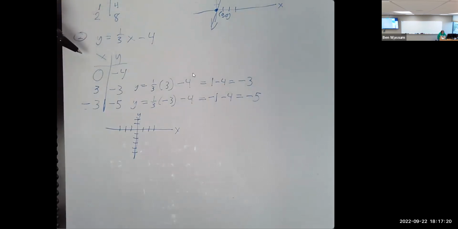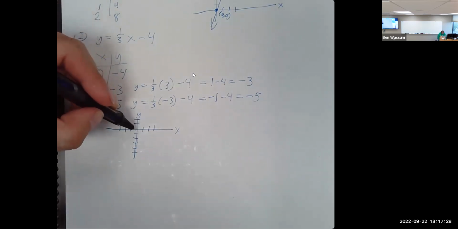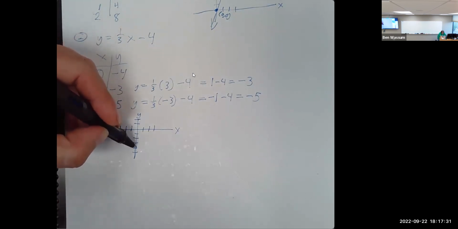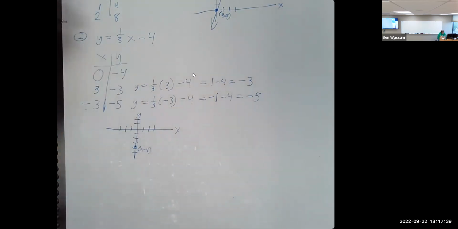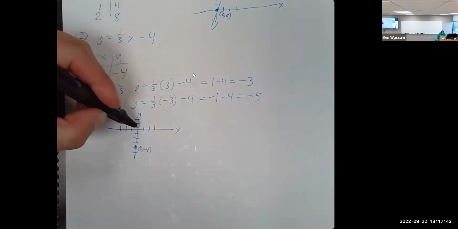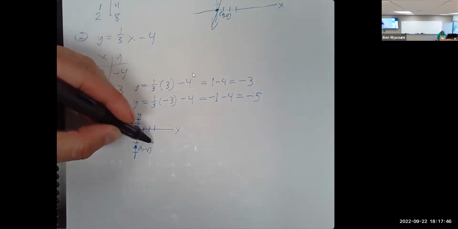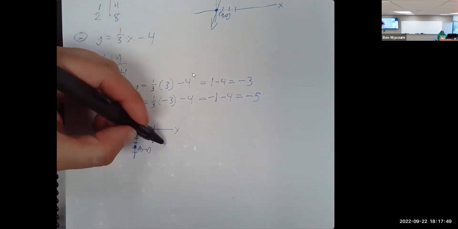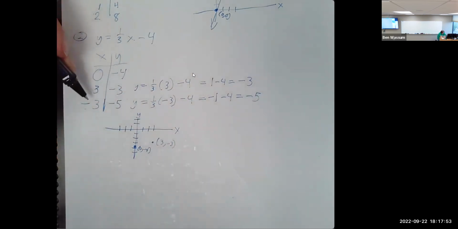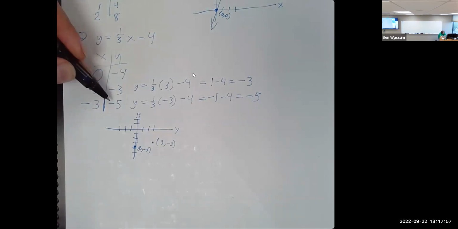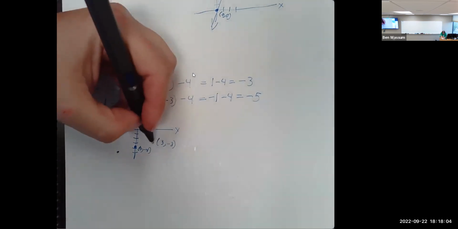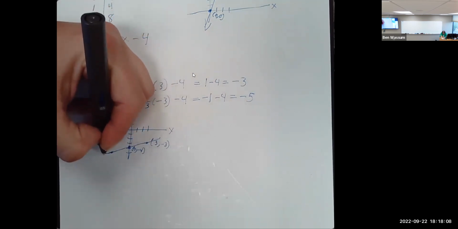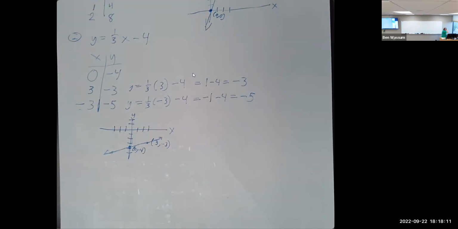Okay, so let's plot some points. First one up, 0, -4. The x coordinate is 0, so it's staying on the axis. Then we're going down 1, 2, 3, 4, right there. So that's 0, -4. Now let's do this guy. This one's 3, -3. So we go over 3 on the x and then down 3 here. So that is 3, -3. And then our next one is -3, -5. So I'm going to go 3 back and then 5 down. There we go. Just draw a line between them like we usually do.